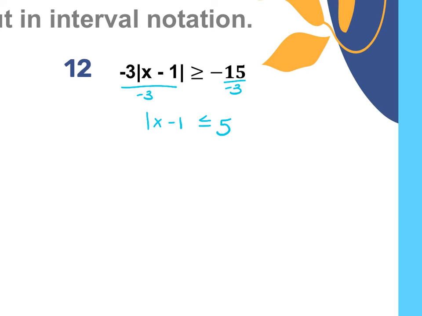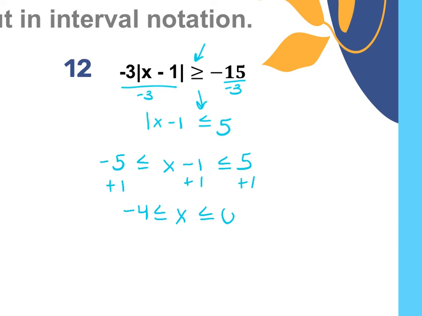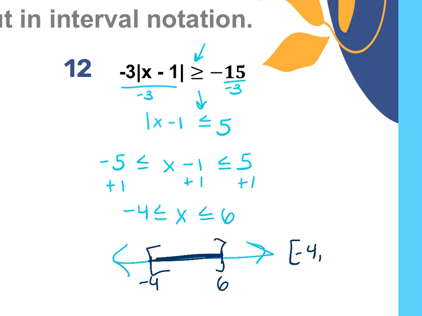So it's important to determine whether it's an and or an or after you isolate the absolute value. Because if I had looked here, it's a greater than statement, which makes it an or statement. But now I'm looking here, it's an and statement. So I do -5 less than or equal to x minus 1 less than or equal to 5, add the 1. -4 less than or equal to x, which is less than or equal to 6. Parentheses or brackets on both of these because it's an or equal to. Shaded in between. Interval notation mirrors that.